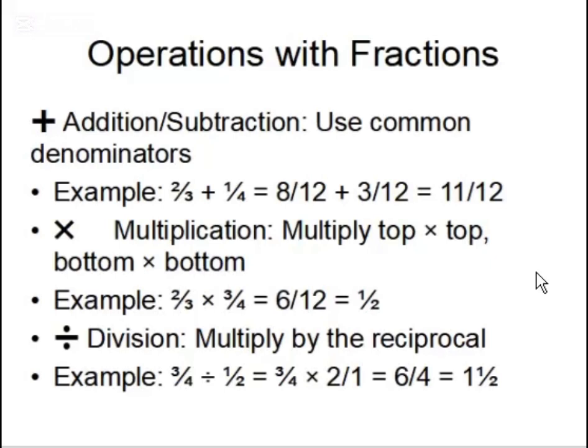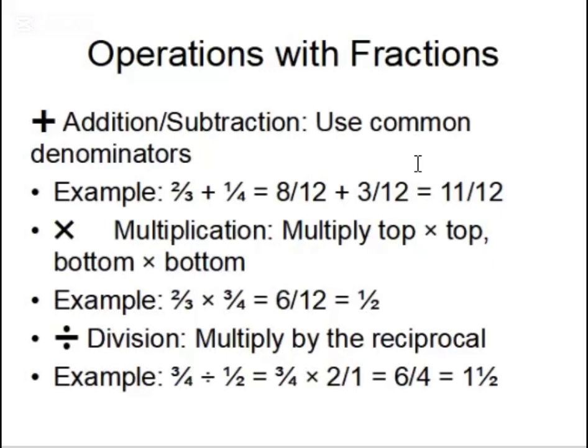Under multiplication, we multiply top times top, then bottom times bottom. Example, we have 2 over 3 times 3 over 4. We multiply 2 times 3, which equals 6, then 3 times 4, which equals 12. The value we can simplify by dividing 6 by 6 and 12 by 6, so we get a half.